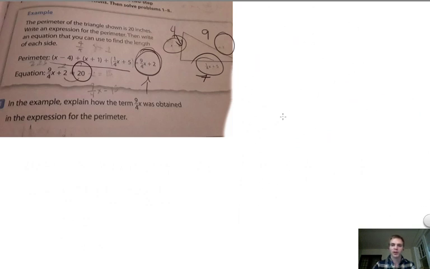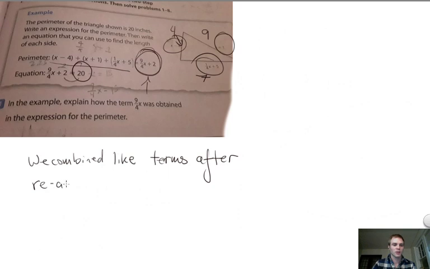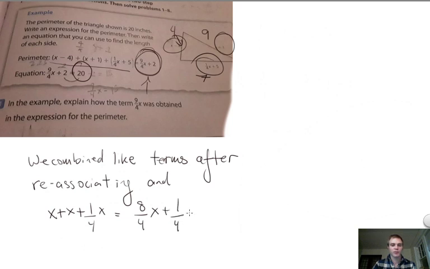I haven't done many algebra problems lately. But essentially we combined like terms, after reassociating, and x plus 1/4 x equals 8 over 4 x plus 1/4 x, which equals 9/4 x. Okay, so this is a good answer. I would do something like this.